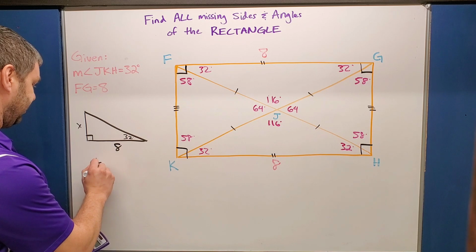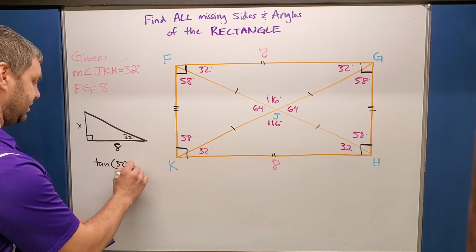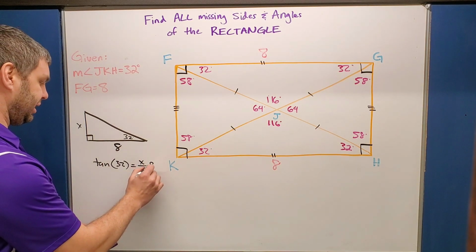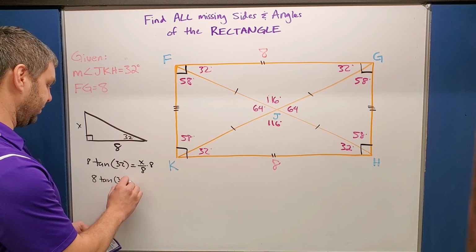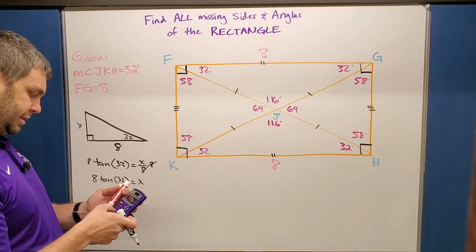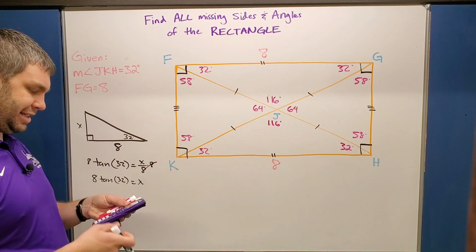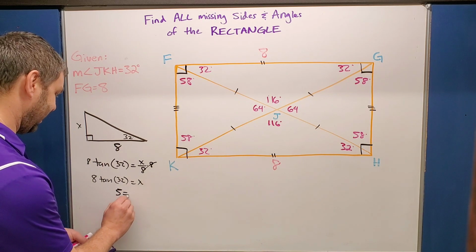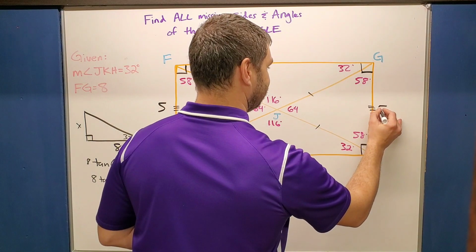And so if I say tangent of 32 is going to be the opposite x over the adjacent 8, then I can multiply both sides by 8 and get 8 times tangent of 32. That's going to cancel and give me x. So in the calculator, let's type that in. Let's go 8 tangent of 32. And it says this is 4.9989. Okay, I think it's pretty safe to call that 5. So we're going to say 5 equals x. And therefore, if this is 5, then so is the opposite side.